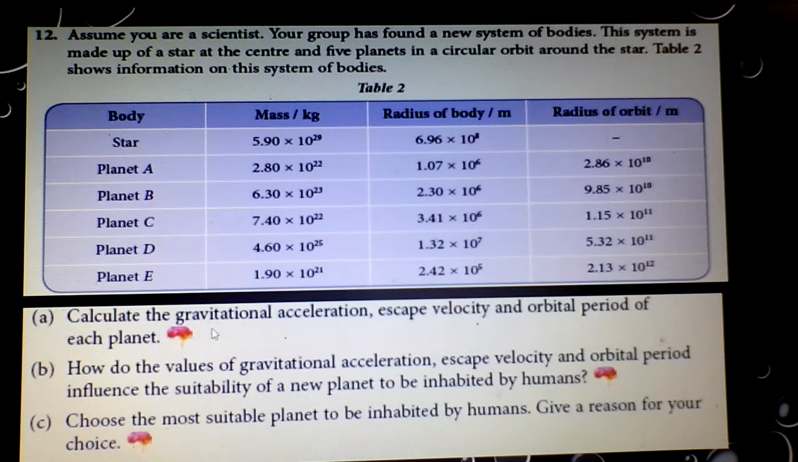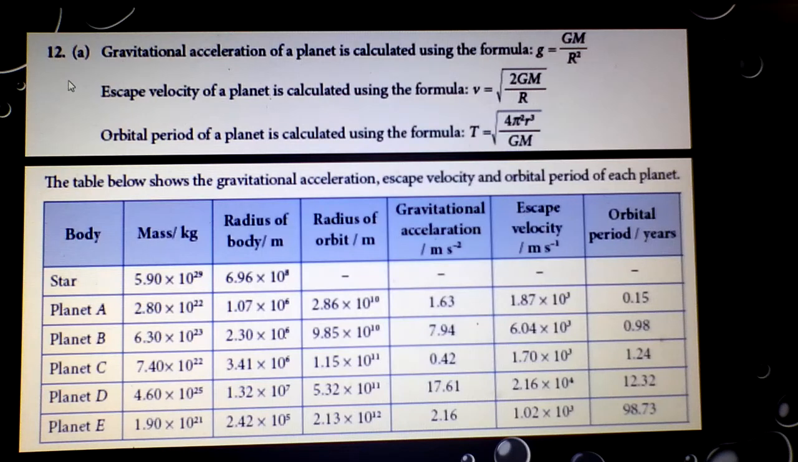A. Calculate the gravitational acceleration, escape velocity, and orbital period of each planet. So you must know the formula to calculate gravitational acceleration, escape velocity, and orbital period. Okay, so you must calculate for each of the planets here. So we can look at the formula that we need to use.